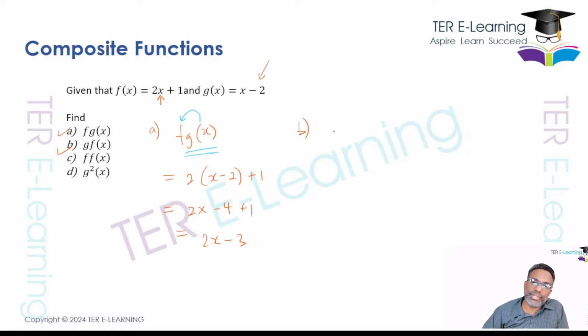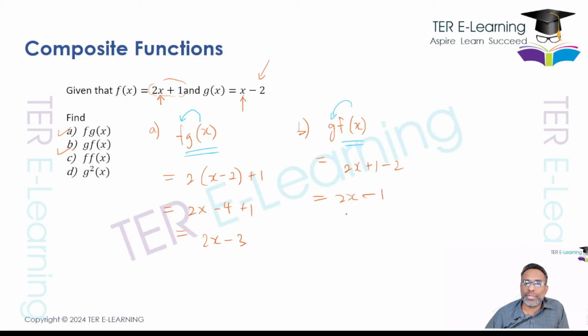We want to work out g f of x. Now g f of x here, what I'm going to do is take the function f and plug that into the function g. So anywhere we see, we're taking all of this here, which is f, and you're going to plug that as x into the second equation. So this is going to be 2x plus 1, minus 2. And in this case, we're going to get 2x, and 1 minus 2 is going to give me minus 1.